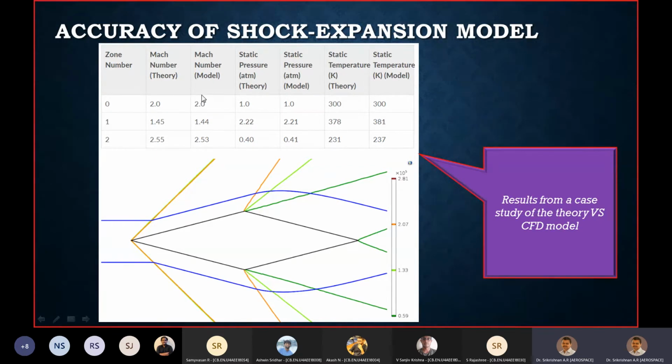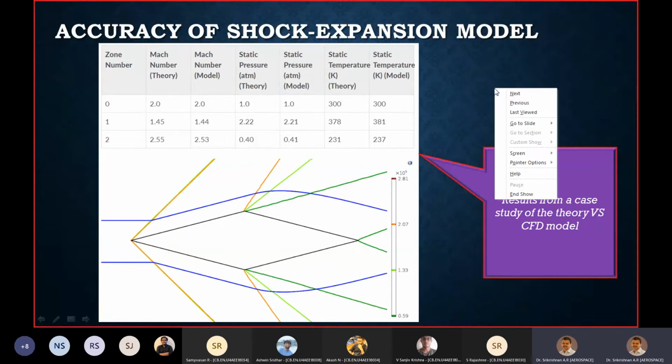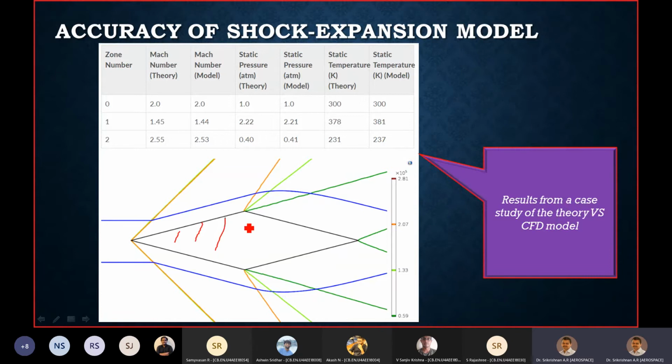I've taken this from somewhere where there is a comparison between, say, a similar diamond shaped airfoil here, similar to the one that we have been talking about. Okay, and the flow with zero angle of attack. Simulations are done, and the calculations are also done using this model, the shock expansion model, and they are compared. So you can see that it's quite close, 1.45, 1.44, etc.